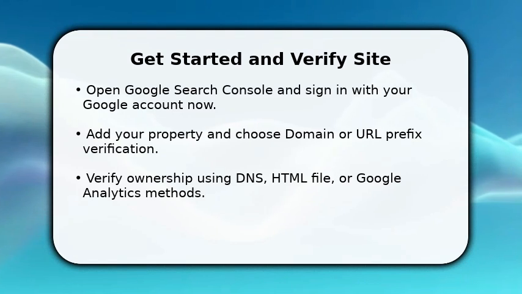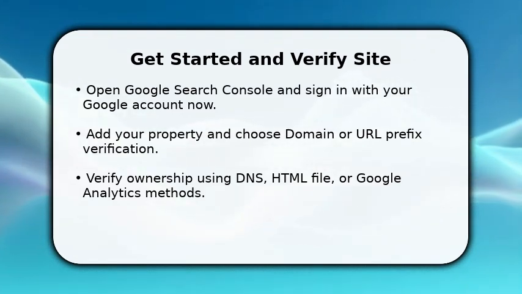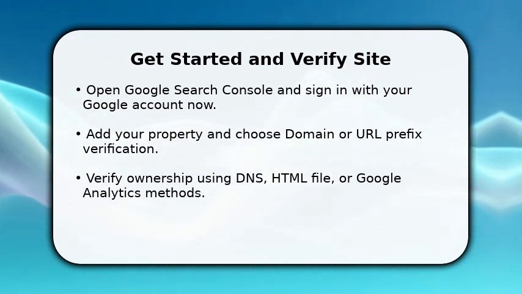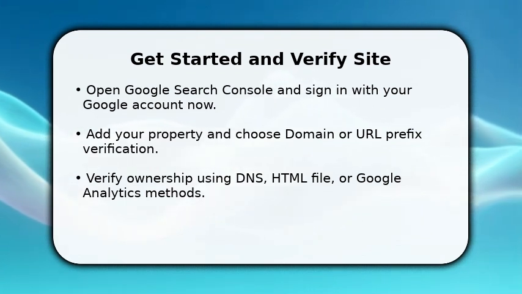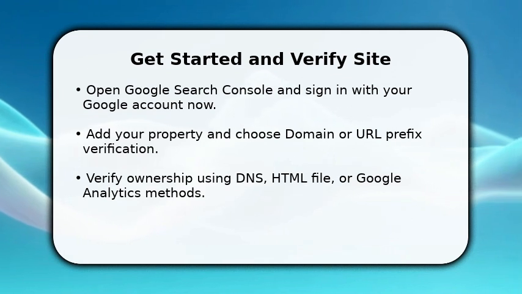Open Google Search Console and sign in with your Google account now. Add your property and choose domain or URL prefix verification. Use the domain option to cover all protocols and subdomains in one entry. Choose URL prefix for single protocol control and simpler verification.